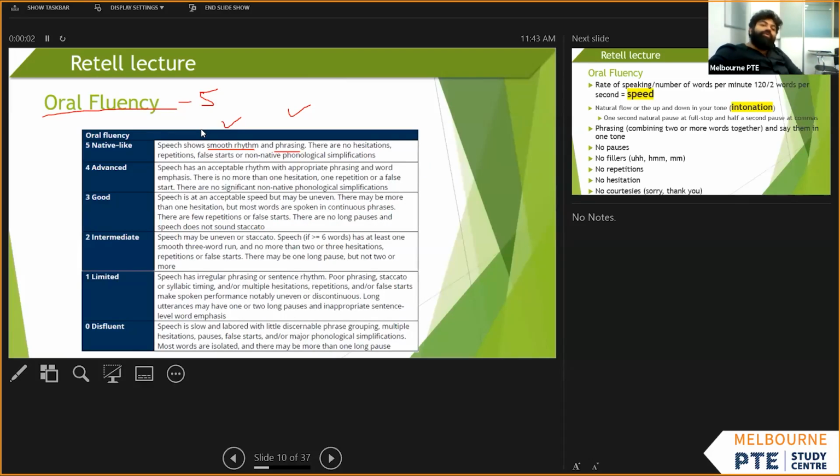All right. So this basically says that speech shows smooth rhythm and phrasing. There are no hesitations, repetitions, false starts, or non-native phonological simplifications. Okay. So basically, it is asking you to do some things, and it is asking you to avoid some things.